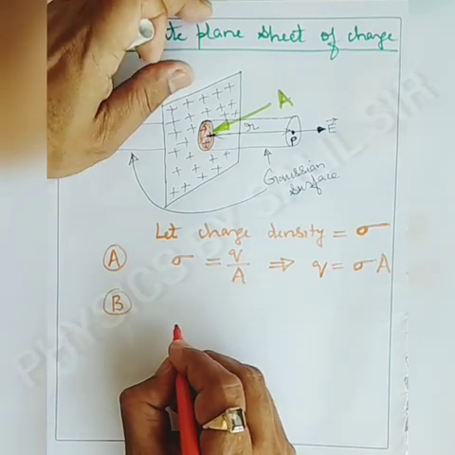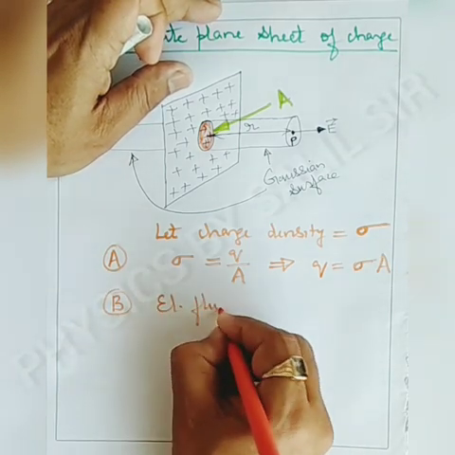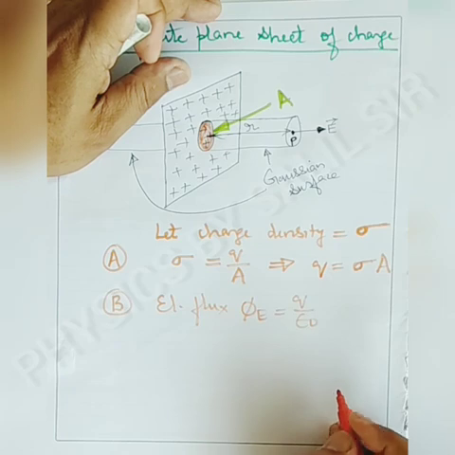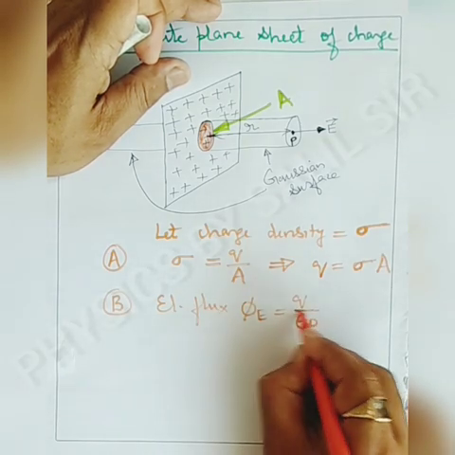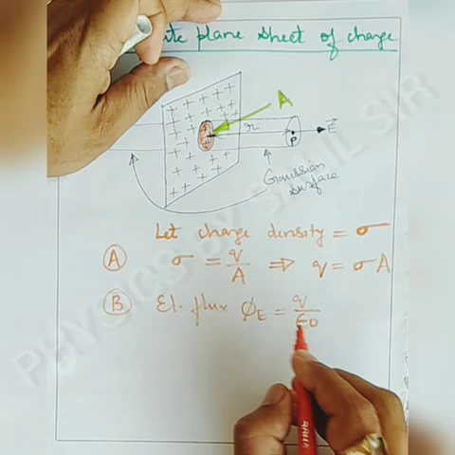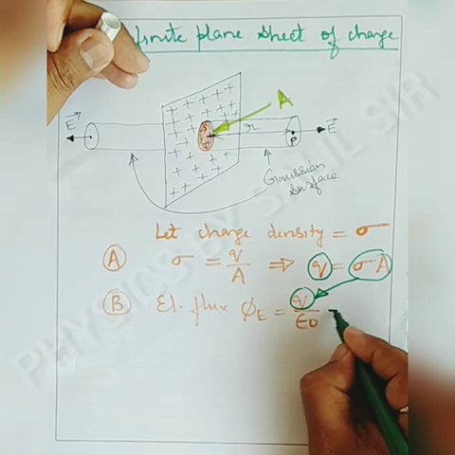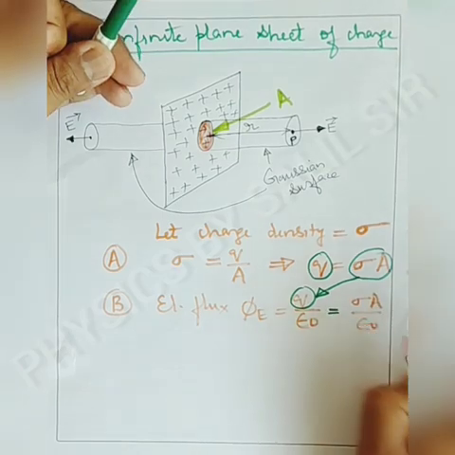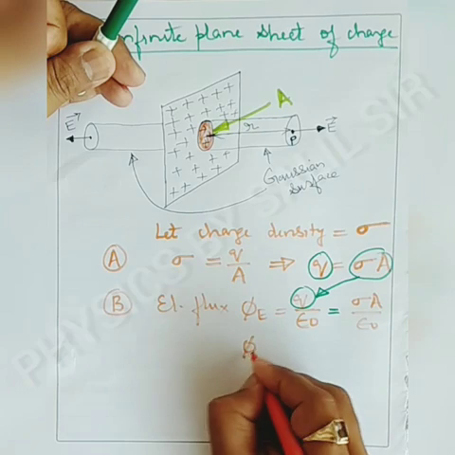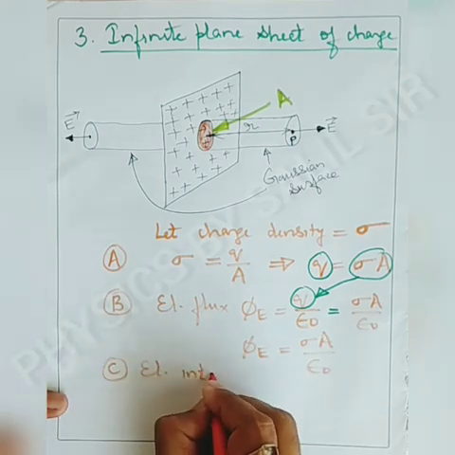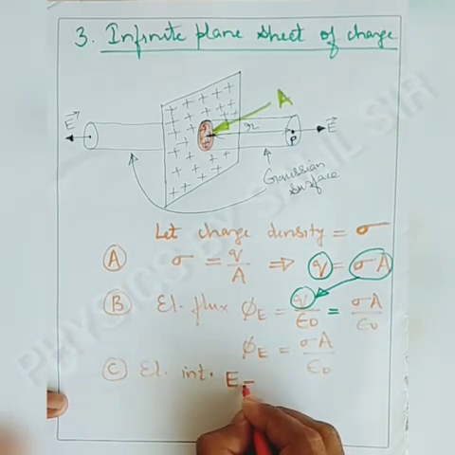Now B part is the electric flux. Electric flux phi E is equal to Q upon epsilon naught. We know according to the Gauss law, and it is very clear that in place of this Q, we can write sigma A. So what is the new expression? Phi will be sigma A upon epsilon naught. And third is electric intensity. Electric intensity is E. E is equal to sigma upon 2 epsilon naught. You have to remember this.